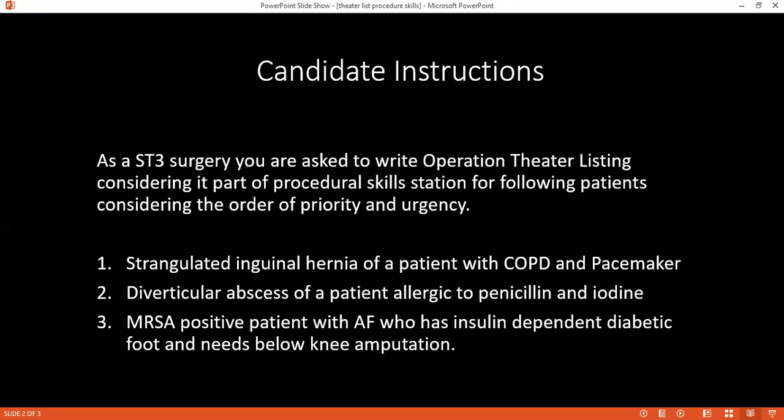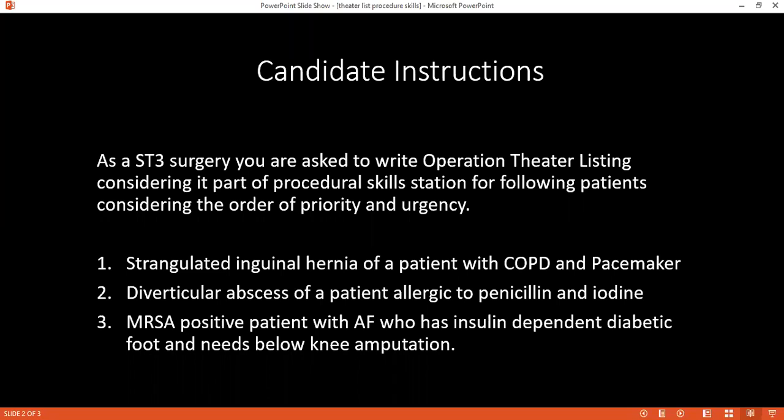All right, can you give the motivation for your answer? Why would you keep the listing as it is? Because the first patient is an emergency situation, and we have to prioritize according to the urgency of the case. Secondly, the patient has a pacemaker and COPD, so this kind of case needs a lot of attention from the anesthetist as well as the surgeons, so it is better to perform it in the early morning. And the MRSA case is last because it is an infectious disease, so there are chances of passing infection from one patient to another. So we will keep that patient last.